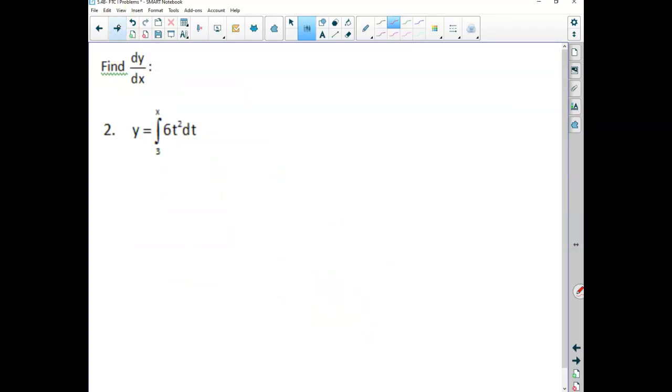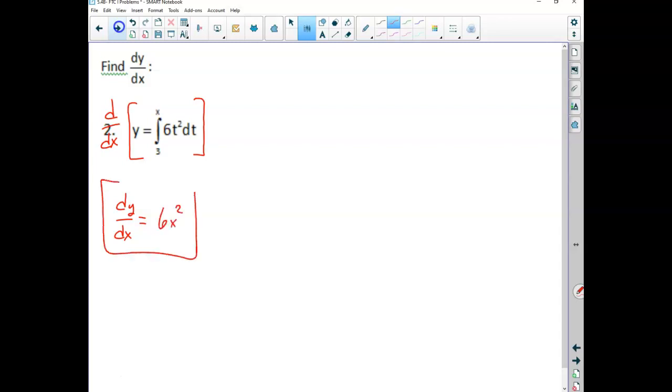If I wanted to find dy dx, that's saying take the derivative of that. What's the derivative of y? It's dy dx equals, well, what's the derivative of the antiderivative of 6t squared? I'm thinking it's going to be 6x squared, because the derivative of my antiderivative is little f with x in it. There it is.